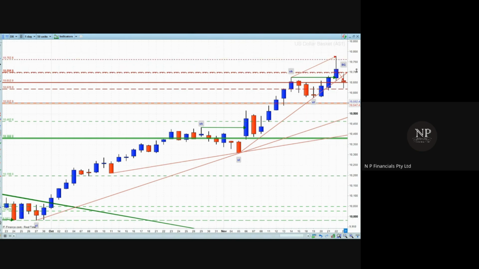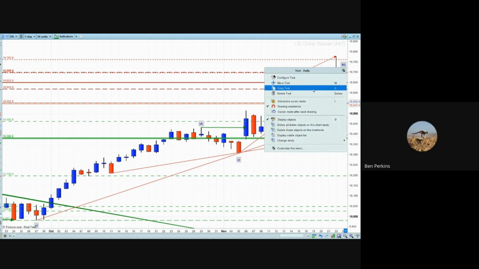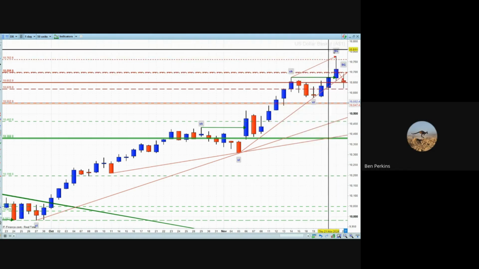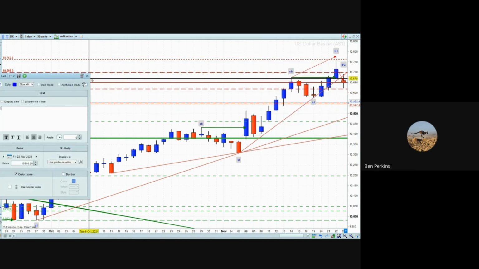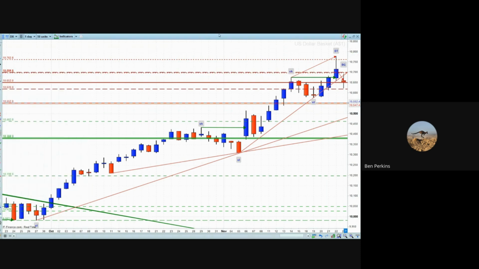Any question? Yeah, Partha, I got a question. So you don't have the gap there because the Sunday bar isn't on the screen. What's your thoughts and opinions on displaying the Sunday bar?